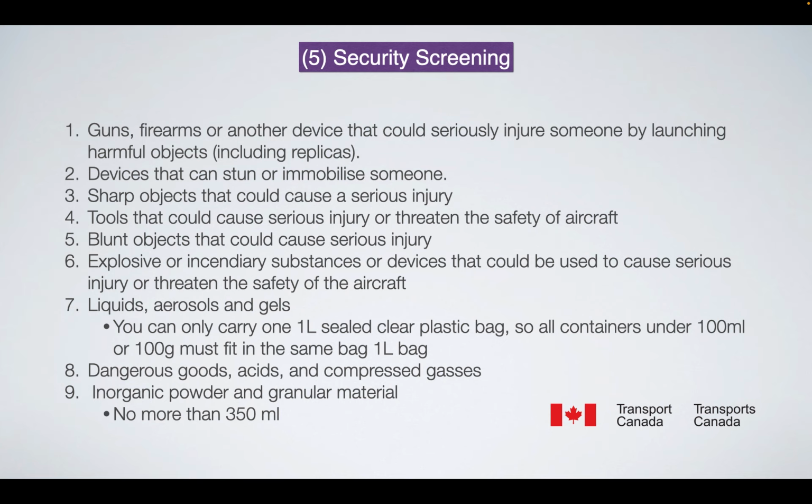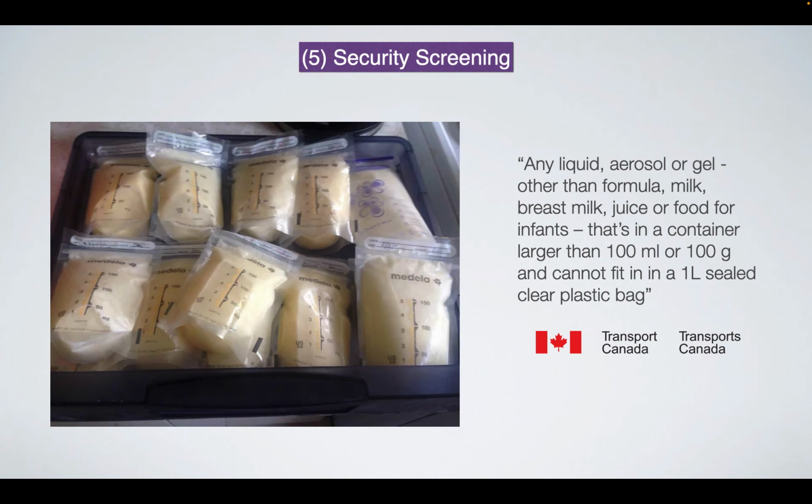Okay, so one thing I've done is I've traveled with kids, babies. And if you have breast milk or formula, then you are allowed to bring basically as much as you want. You can have a big box full. The actual specification says any liquid, aerosol, or gel other than formula, milk, breast milk, juice, or food for infants that's in a container larger than 100 ml or 100 grams and cannot fit in a 1 liter sealed plastic bag. Okay, so that's one exemption.